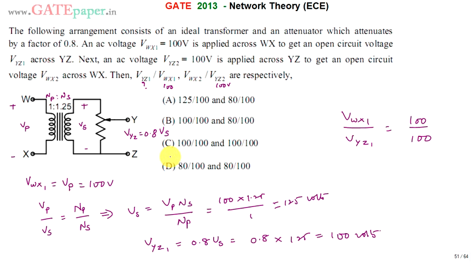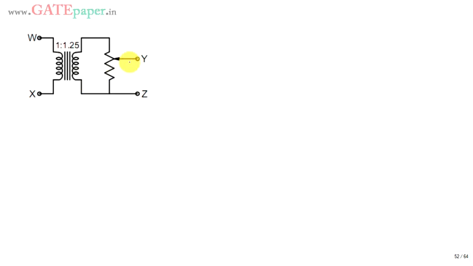Now we are going to find VWX2 by VYZ2, where VYZ2 is given as 100 volts. Now we are applying voltage across the output of the attenuator, and we are going to find the voltage across the primary side of the transformer. This is the second case. VYZ2, which is 100 volts, is applied. It is the secondary side voltage Vs, and this is VWX2, which is the primary voltage. And it is the attenuator.